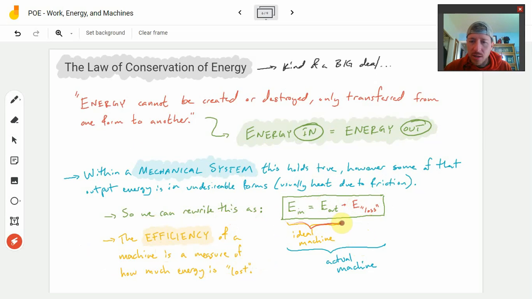In an ideal machine, the energy that we put in is equal to the energy we put out. All of that energy we're putting in is going to the form that we want. But in an actual machine, in reality, we can't really get that. There's always going to be some losses.